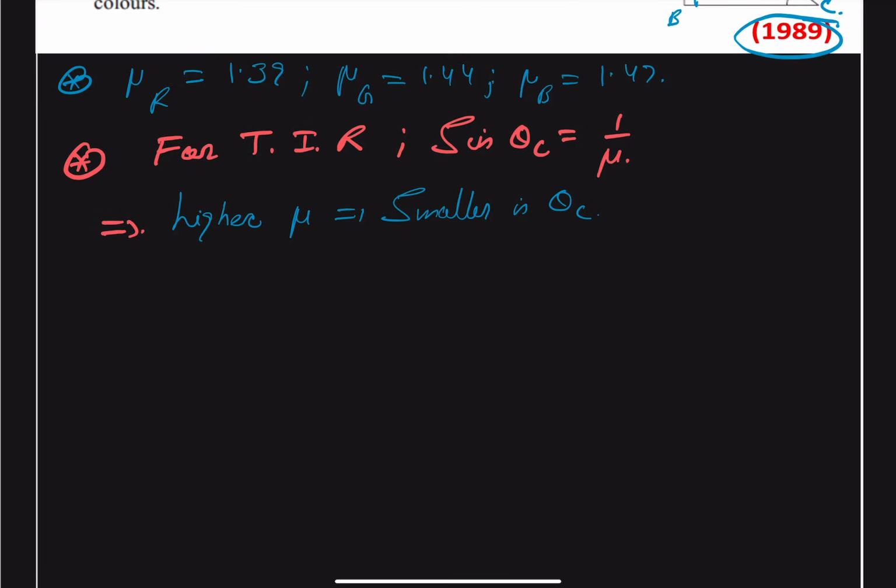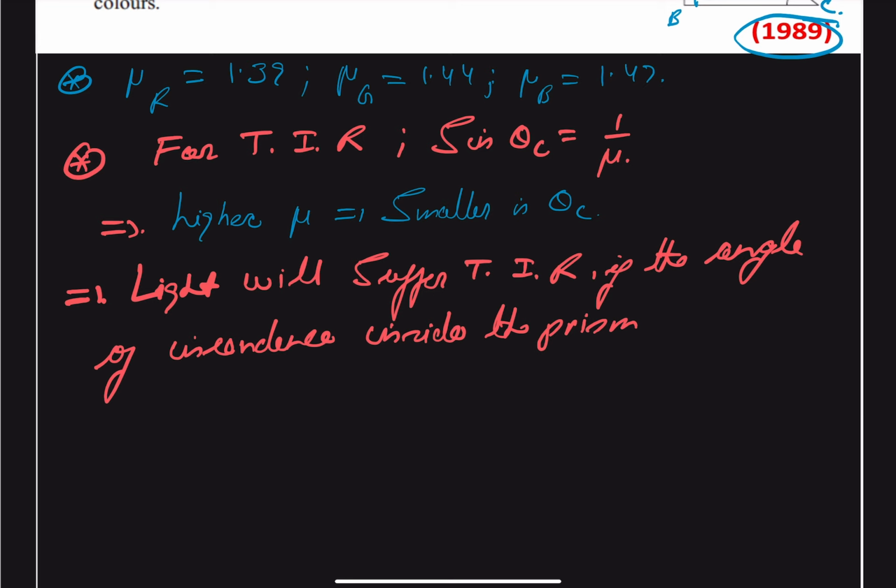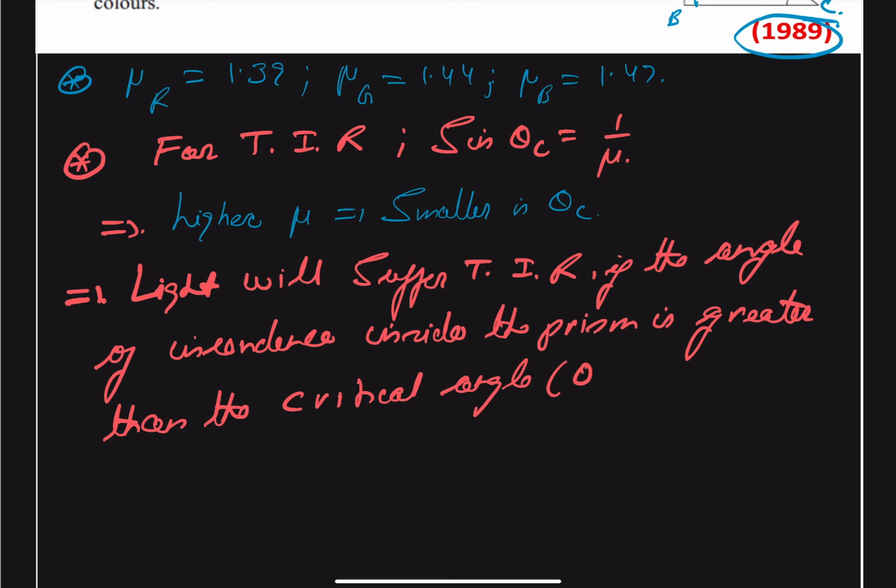Therefore, we can write that light will suffer total internal reflection if the angle of incidence inside the prism is greater than the critical angle, which is nothing but our theta c.